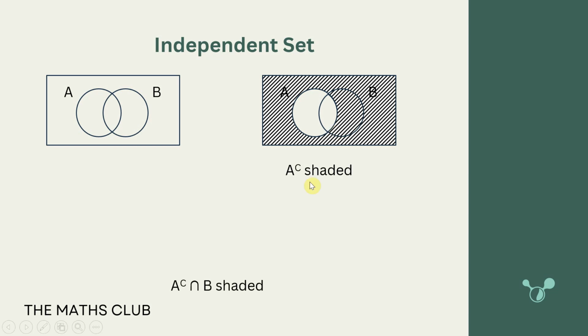Now we want to find A prime or A complement intersection B. So I have the A complements now. This A complement, which is all the things that are shaded, right? Where does it intersect with B? So we have A prime. We want to find A prime intersection B. Where does it intersect with B?